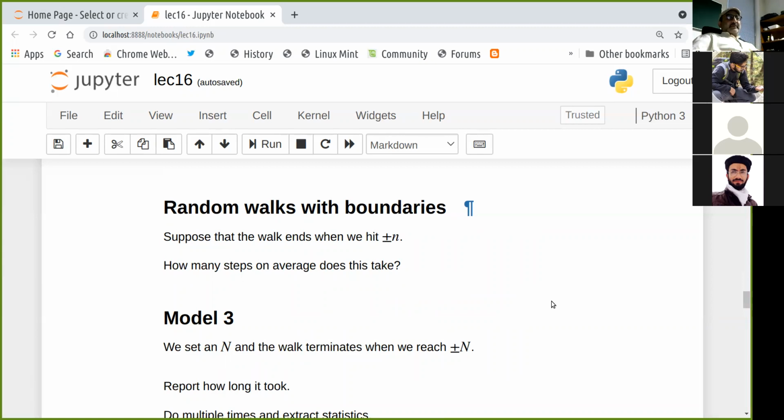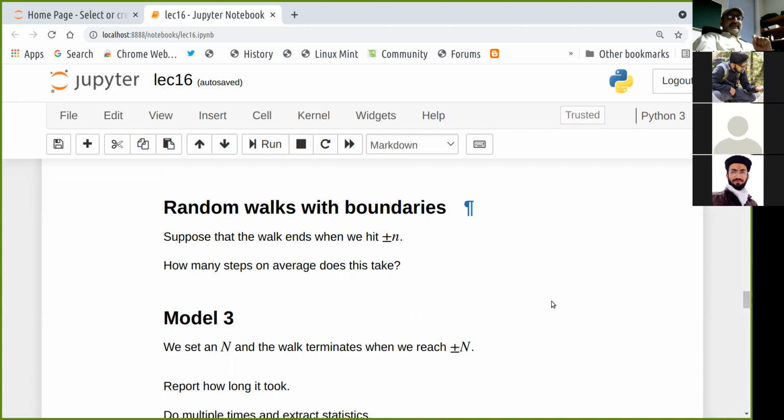So in this model, I'm going to fix that you start at 0, and I'm going to fix an n. You keep doing this random step to the left or the right over and over again. And when you hit n, then the random walk terminates. So I know what the final state is: positive n or minus n, right?